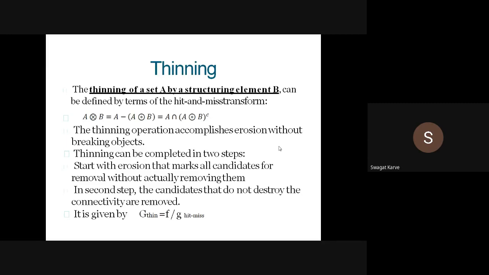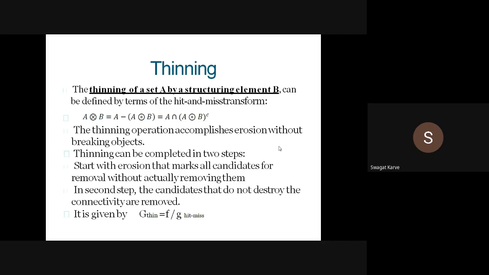Thinning operation accomplishes erosion without breaking objects. Means again in this thinning operation we are using the erosion process, right? But what is the difference between the original erosion and the one we are using here? So here the erosion process we are using to accomplish the thinning operation, but without breaking the object. We are not breaking the objects here, right? But if you use simply erosion process, yes, object may get broken. Now how to achieve this?